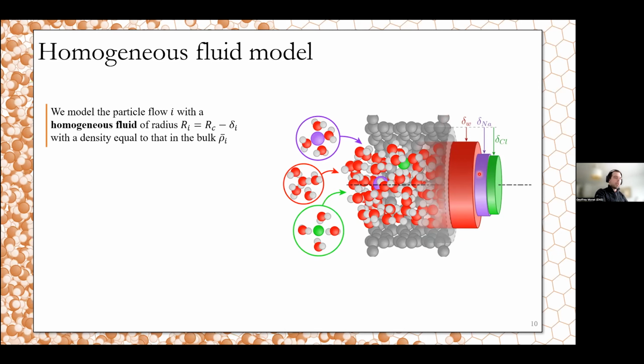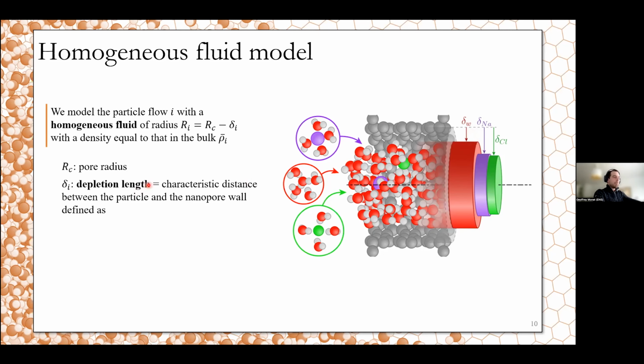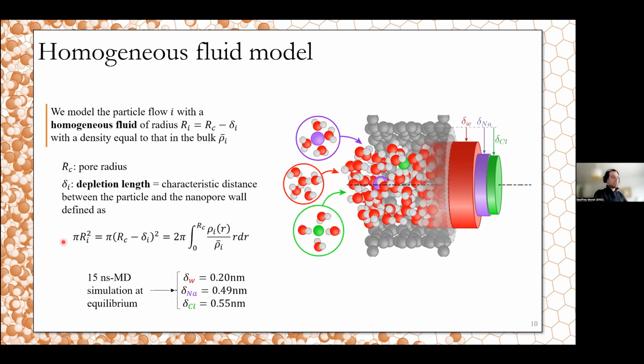Actually, the fluid, the water and ions, sodium, will be modeled as a homogeneous cylinder whose radius is equal to the radius of the nanopore minus the depletion length. The depletion length is the characteristic distance between the particle and the nanopore wall, and it is defined with this formula. To compute it, we just perform a molecular dynamics simulation at equilibrium. We measure the molecular density profile, and we use this formula to compute the depletion length, and we found this value.